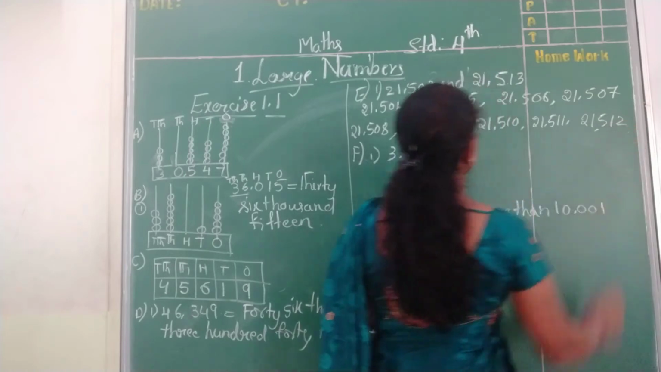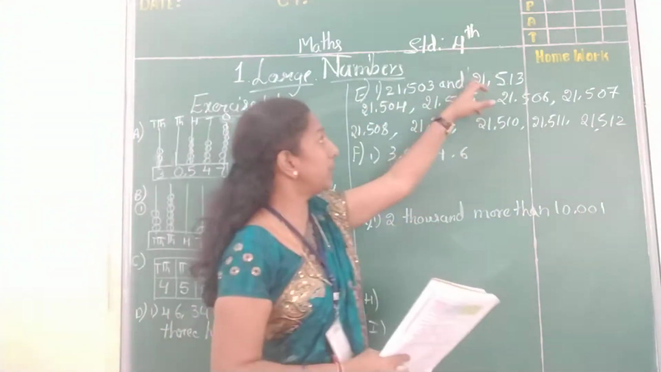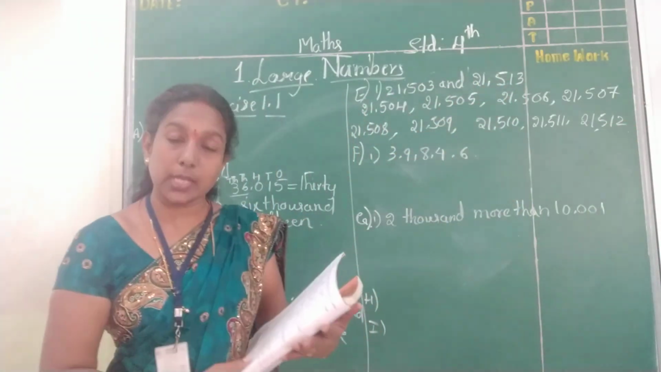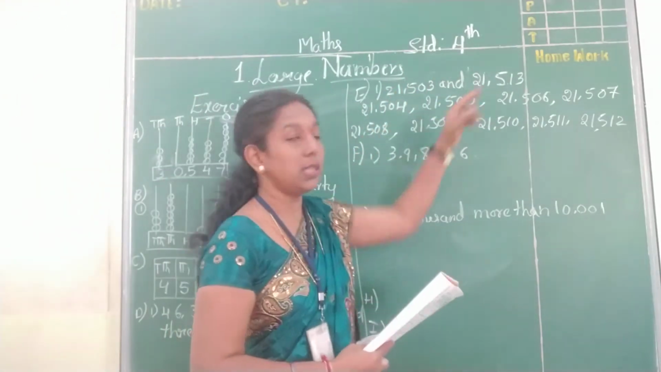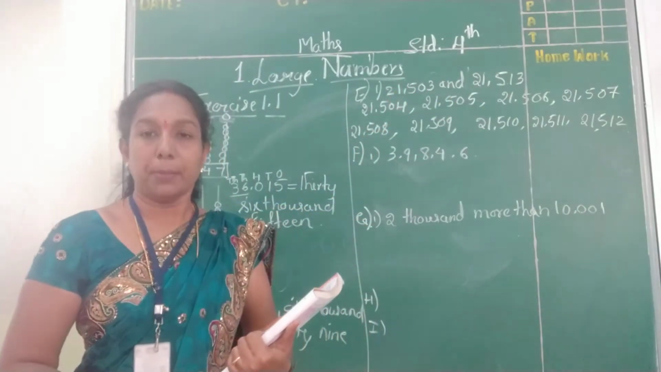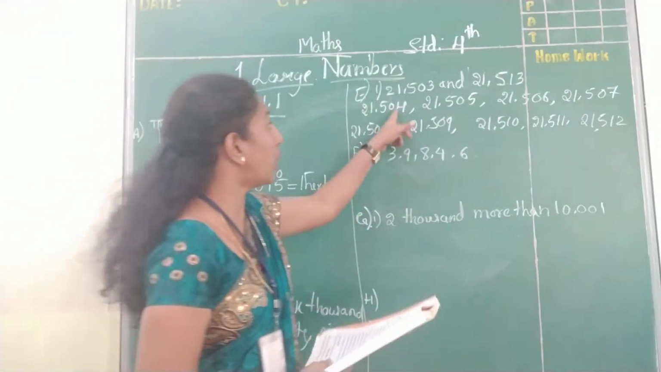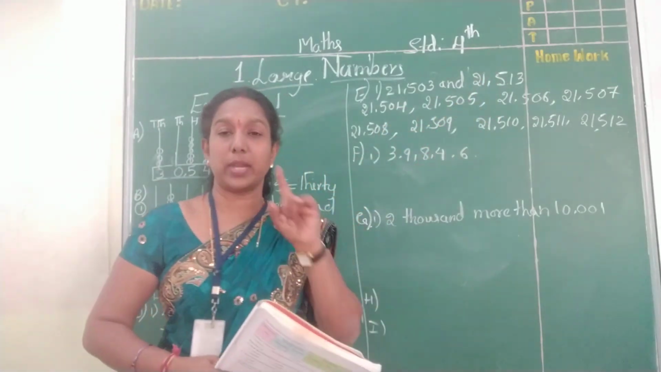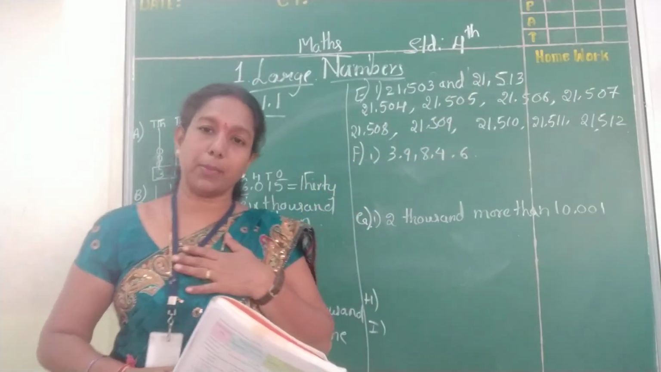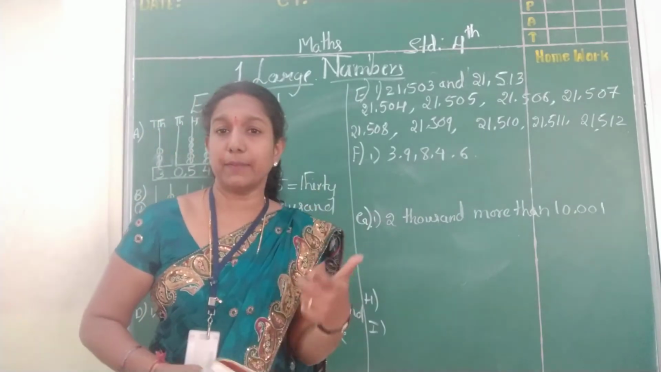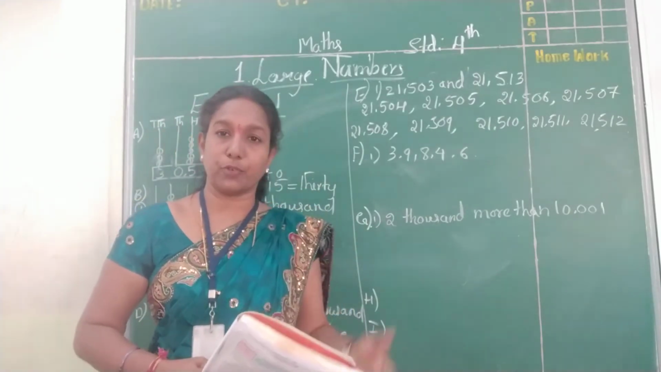21,512. So these are the numbers. Next is 21,513. So these are the numbers between these two given numbers. Means what we are doing here, we are adding 1 for all. We have to write the continuous numbers. What do we have to do? We have to add 1 here.